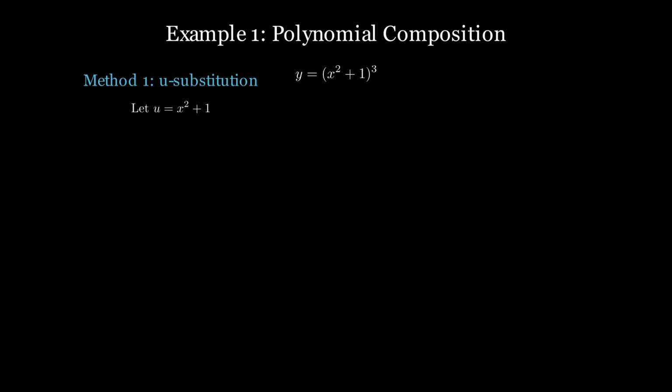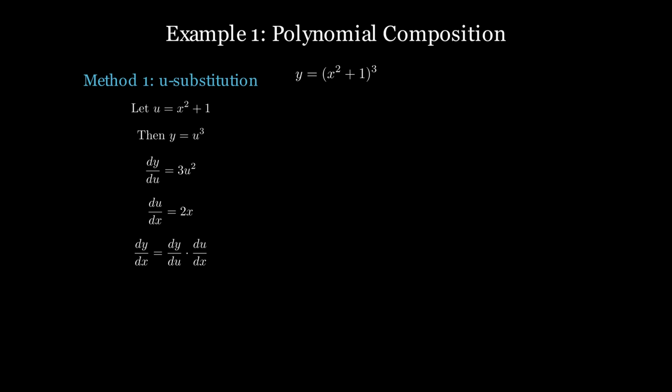We'll use Leibniz's notation first. Let's define a new variable u for our inner function. This simplifies our main function y to just u cubed. Now, we find the derivative of each part separately. The derivative of y with respect to u is 3u squared, and the derivative of u with respect to x is 2x. Now we apply the chain rule formula.